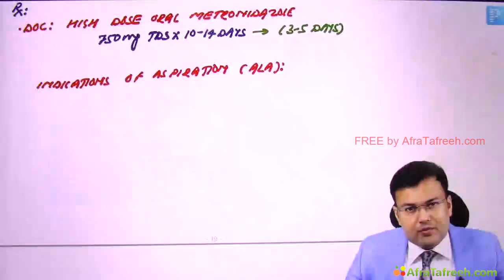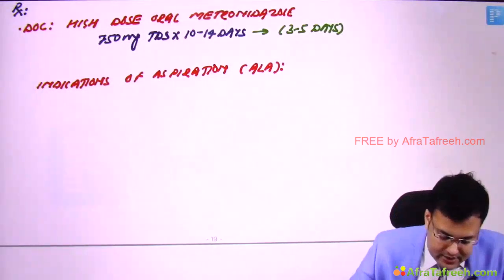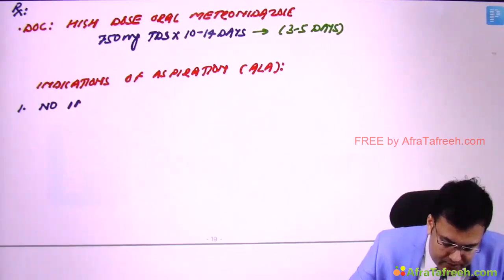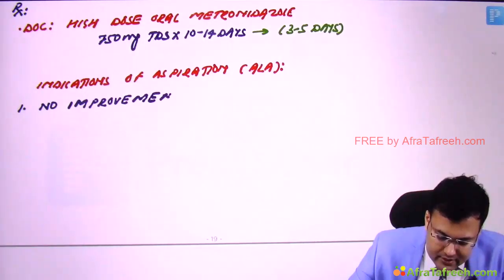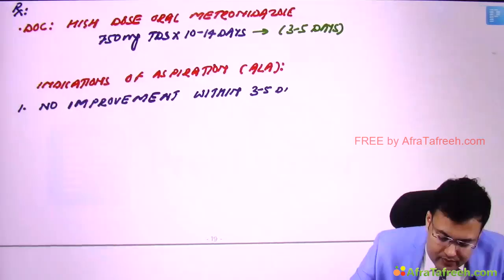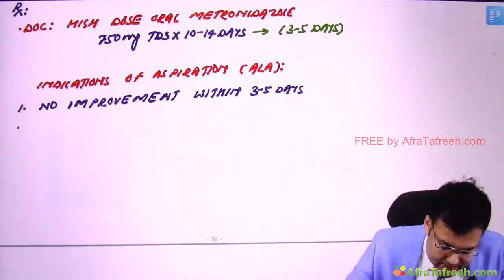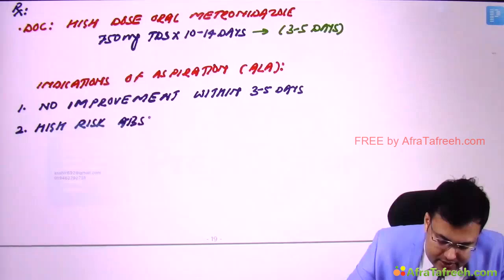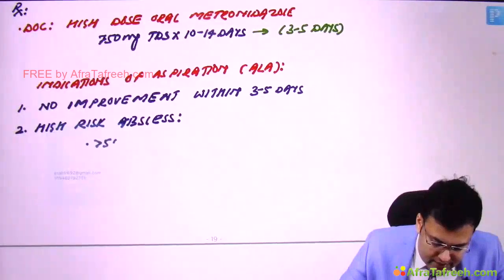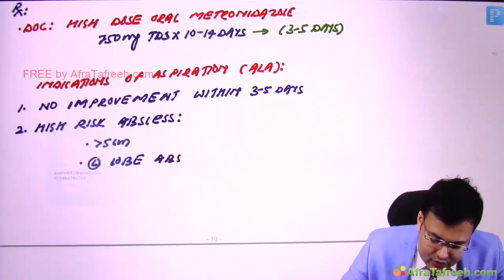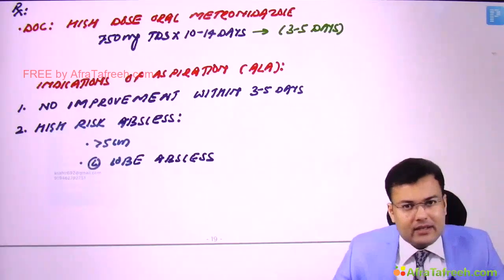So there was symptomatic improvement within 3 to 5 days. So the first indication is no improvement. Clear? Within 3 to 5 days. Second is high risk abscess. So what do you mean by high risk abscess? The cases in which there is high risk of rupture. So if the size of abscess is more than 5 centimeter, or left lobe abscess, left lobe is not properly supported, and that's why there is high risk of rupture.